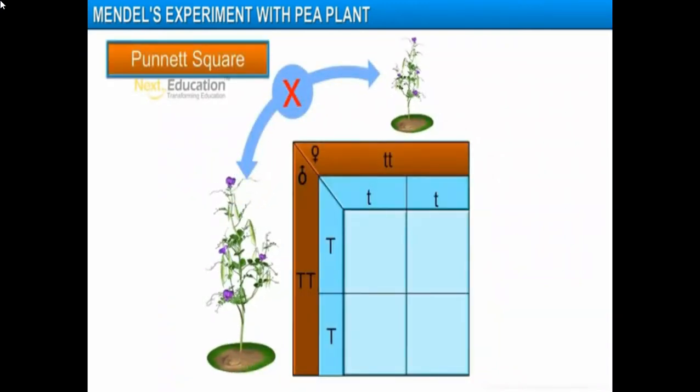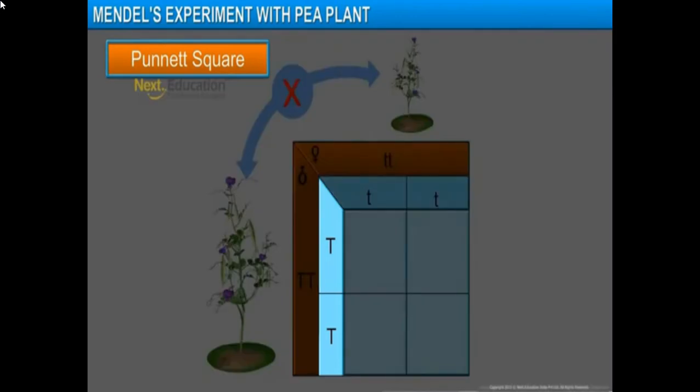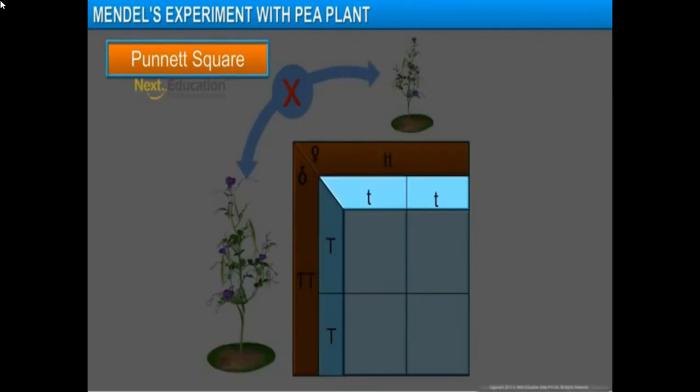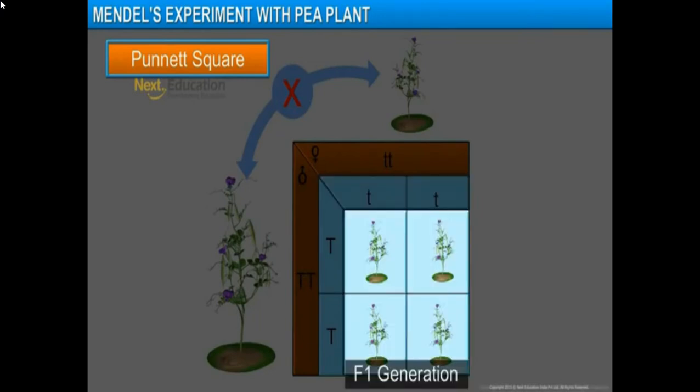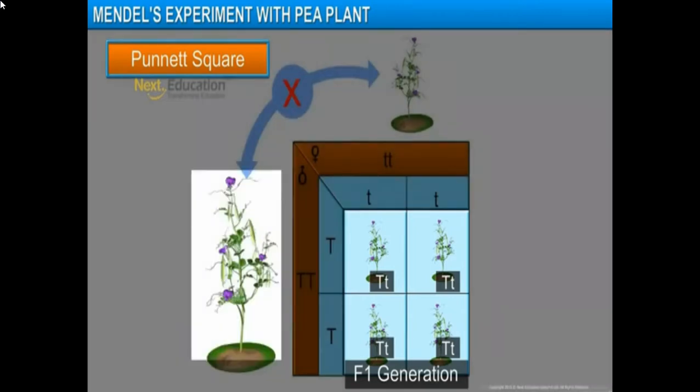Let's draw a Punnett square to find the inheritance. The Punnett square shows the gametes produced by the parental plants, uppercase T and lowercase t. And the F1 generation has all uppercase T and lowercase t progeny. In first generation or F1 progeny, all of the plants were tall. This means that only one of the parental traits was visible.